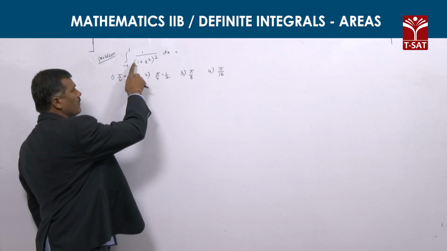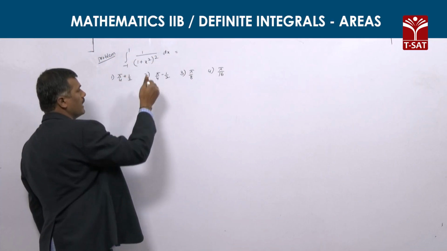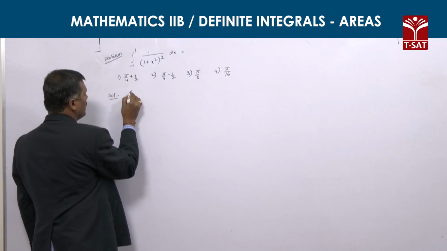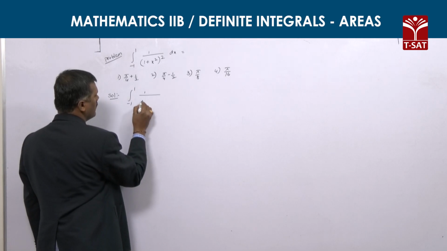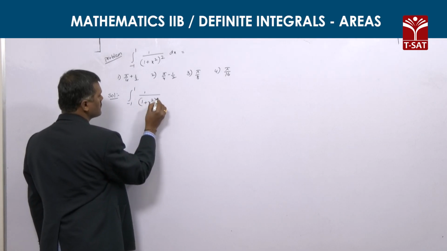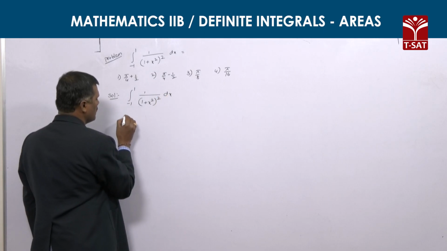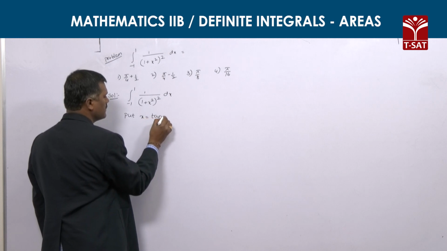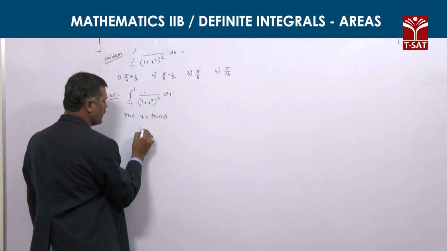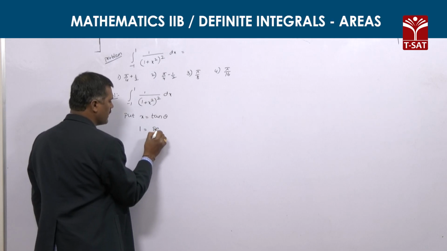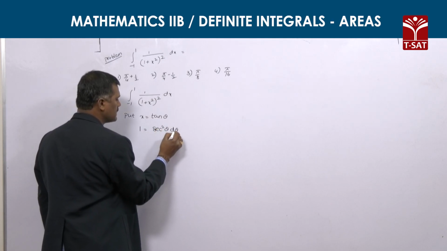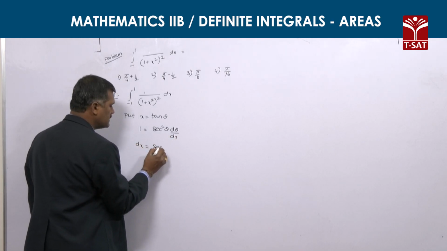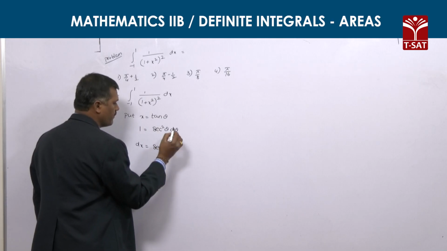Integral from minus 1 to 1 of 1 by (1 plus x square) whole square dx. Options. Solution: integral of minus 1 to 1, 1 by (1 plus x square) whole square dx. Now, substitution method: put x equal to tan theta. Differentiating with respect to x, 1 is equal to secant square theta into d theta by dx. Then cross multiplying, dx is equal to secant square theta d theta.